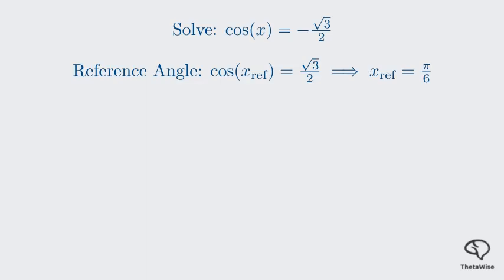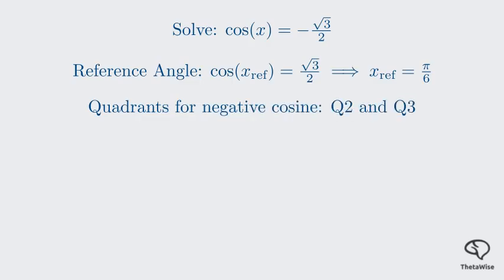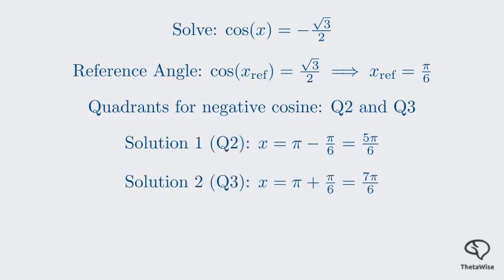Second, the quadrants. Cosine is negative in quadrant 2 and quadrant 3. So our solutions will be in quadrant 2 and quadrant 3. Third, the solutions. In quadrant 2, the angle is pi minus the reference angle, which is pi minus pi/6, or 5 pi/6. In quadrant 3, the angle is pi plus the reference angle, which is pi plus pi/6, or 7 pi/6. The solutions are 5 pi/6 and 7 pi/6.